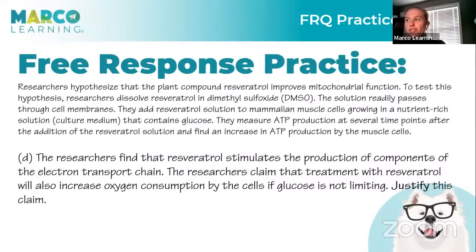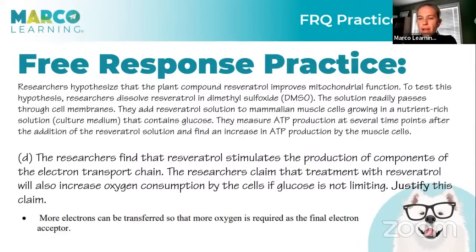And the last thing we had: researchers find that the chemical stimulates the production of components of the electron transport chain. Researchers claim that the treatment with the chemical will increase oxygen consumption by the cell if glucose is not limiting. Justify your claim. So they're telling you something. They said that if I use this chemical that is going to work in the process of mitochondria and improve the function of the mitochondria, that I will see an increase of oxygen. Well, why will you see an increase of oxygen? Because oxygen is a vital electron acceptor. So if I'm going through more processes within my mitochondria, I'm using more oxygen. So that was that last question.